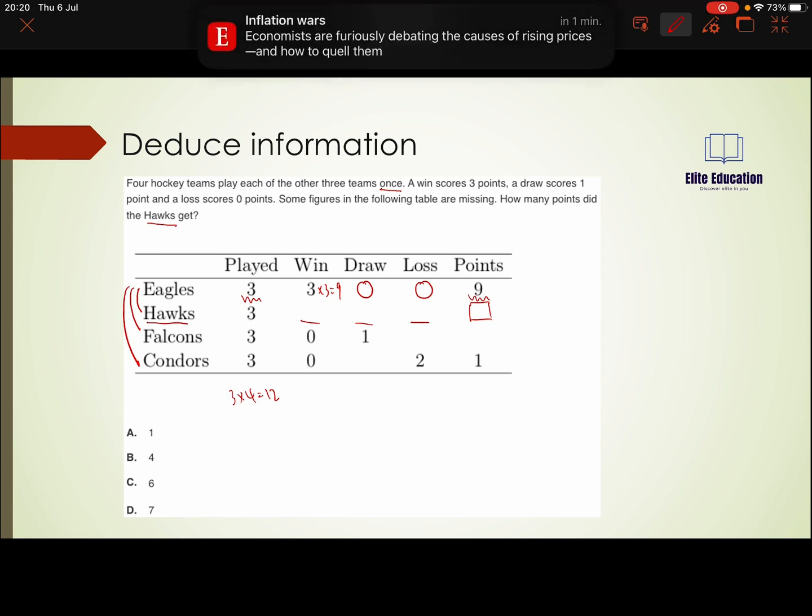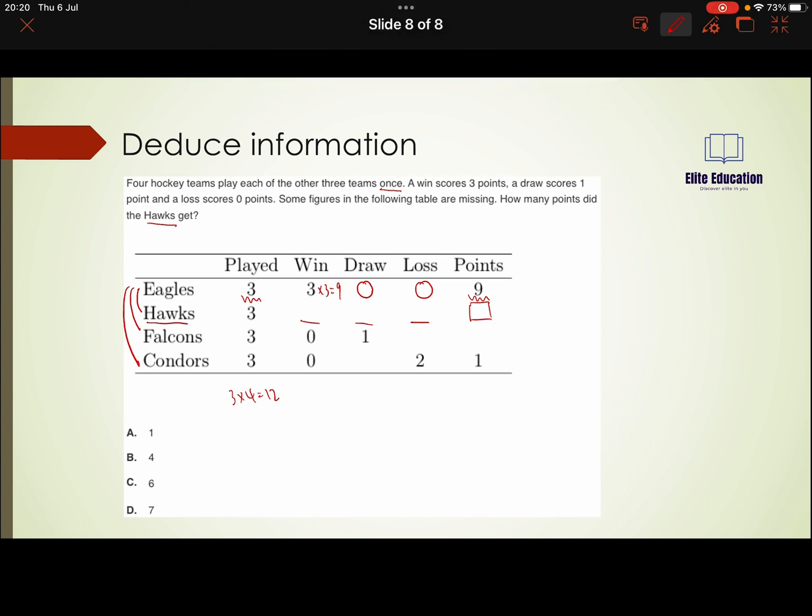For the Falcons, because they've played 3 games and they have won 0 times, drawn 1 time, the only spot for the loss would be 2 times, because we need to add them together to equal 3. Same for the Condors, because they've lost 2 times and won 0 times, they must have drawn 1 time. And similarly, that must have been the case with the Falcons.